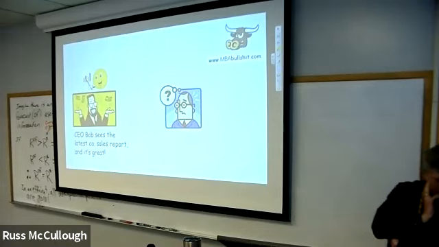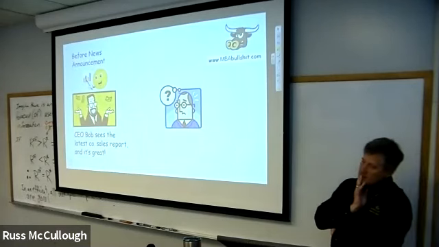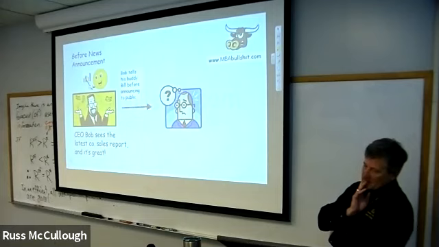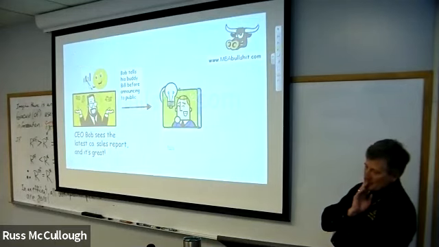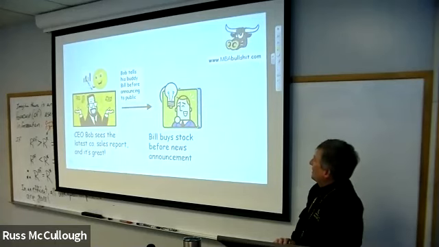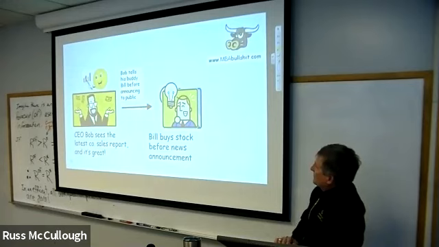So Bob, the CEO, sees the latest sales report, and he sees that his company is doing great. What he might do is not announce this report to the public yet, and instead he tells his buddy Bill about this great sales report before telling the public. Now, what does Bill do? Bill buys a share of stock before the news announcement about this company's great sales report.